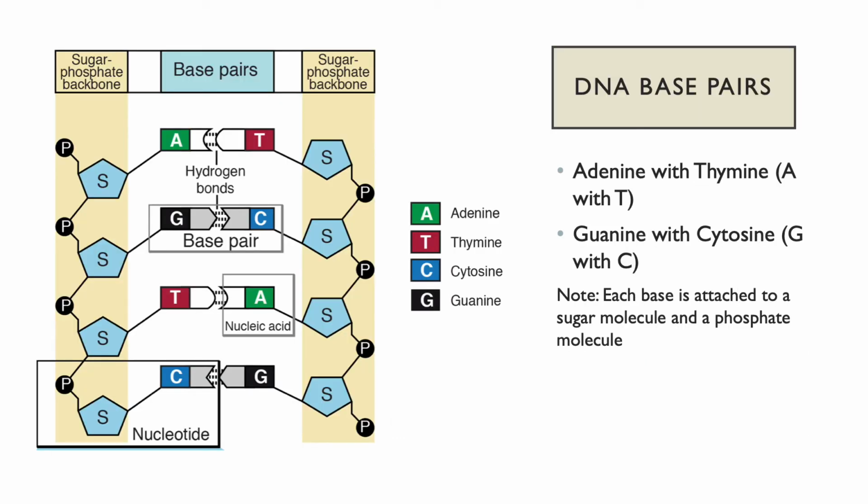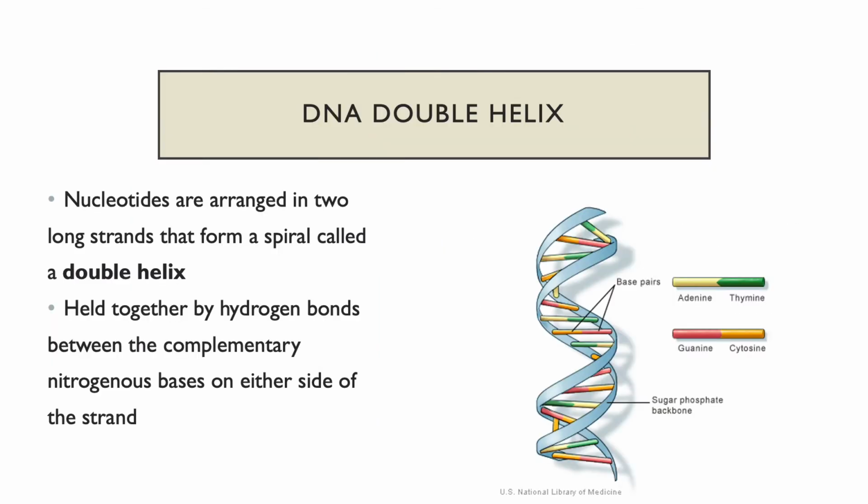DNA bases pair up with each other, adenine with thymine and cytosine with guanine, to form units called base pairs. Each base is also attached to a sugar molecule and a phosphate molecule. Nucleotides are arranged in 2 long strands that form a spiral called double helix. The structure of the double helix is somewhat like a ladder, with the base pairs forming the ladder's steps and the sugar and phosphate molecules forming the vertical side pieces of the ladder.